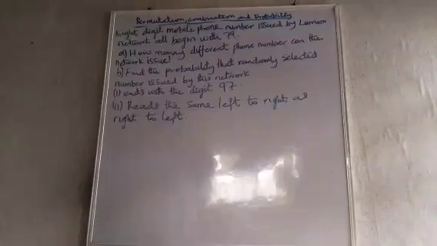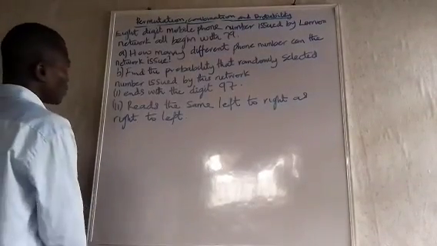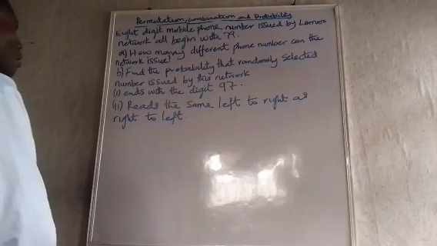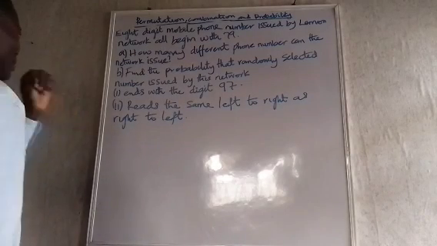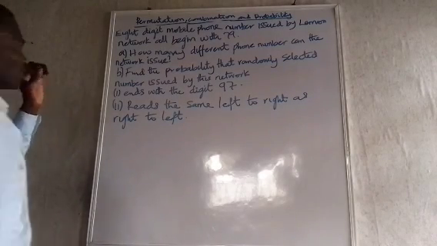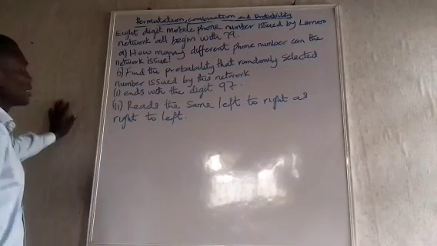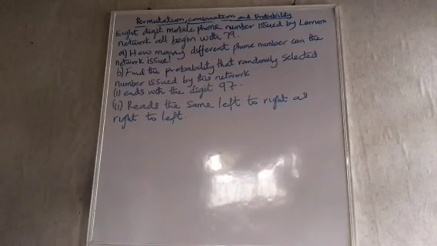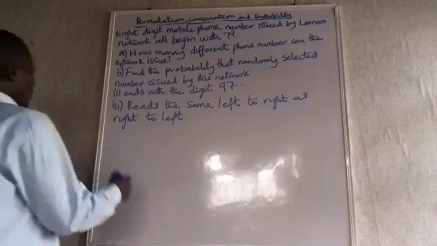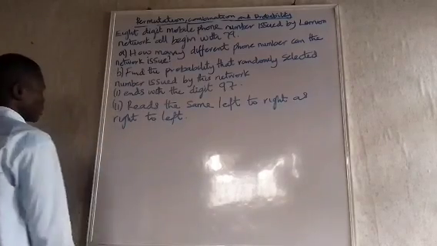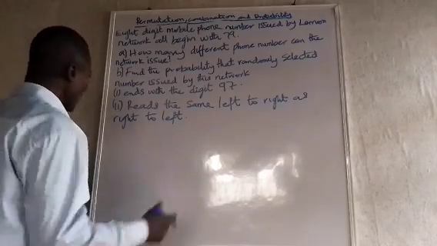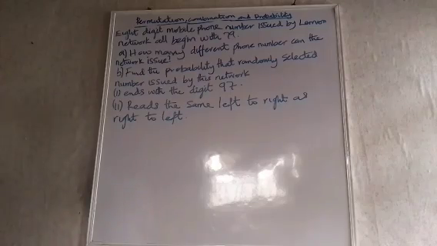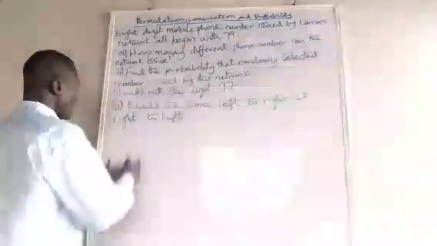Very interesting. Now, 8-digit mobile phone numbers issued by Lemon Network all begin with 79. A. How many different phone numbers can the network issue? B. Find the probability that a randomly selected number issued by this network: 1. ends with digits 97, 2. reads the same left to right as right to left. Now, since there is no restriction for each, let's see.